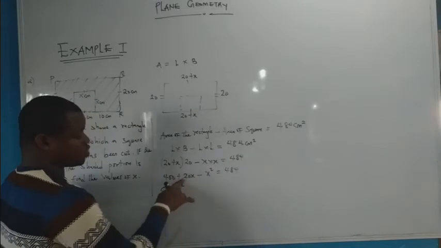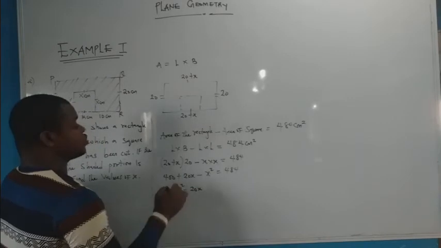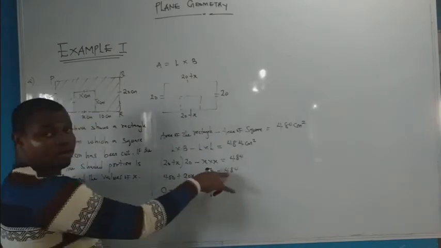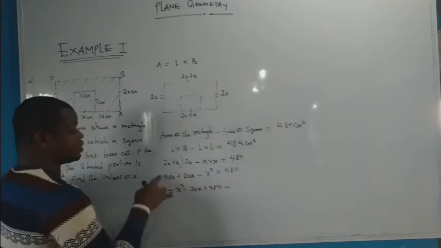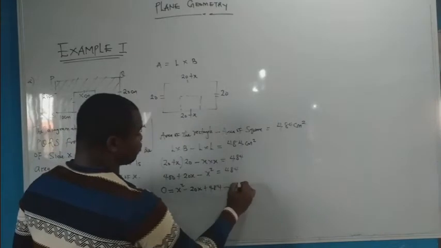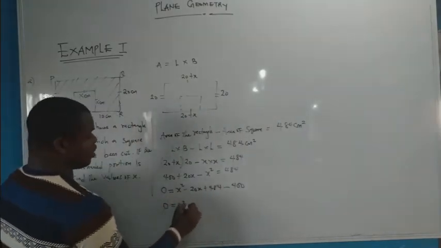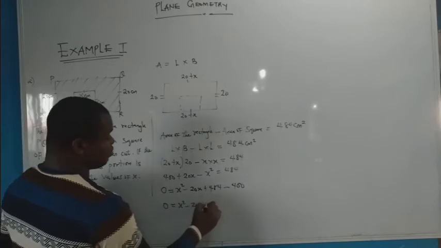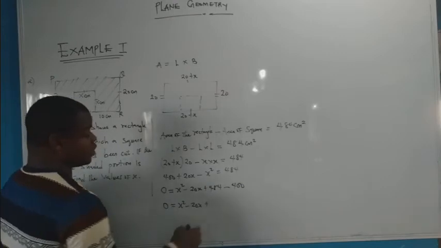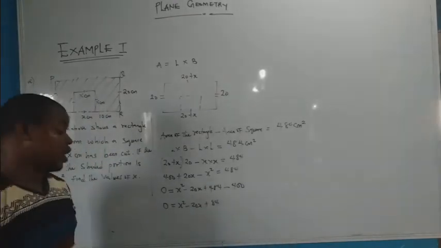Then we have plus 20x on this side, which becomes minus 20x. Then we also have 400 and 484. The plus 400 on this side crossing the equal to sign becomes minus 400. So we have 0 equals x squared minus 20x plus, so 484 minus 400 will give us 84. Alright, so how do we factorize this?